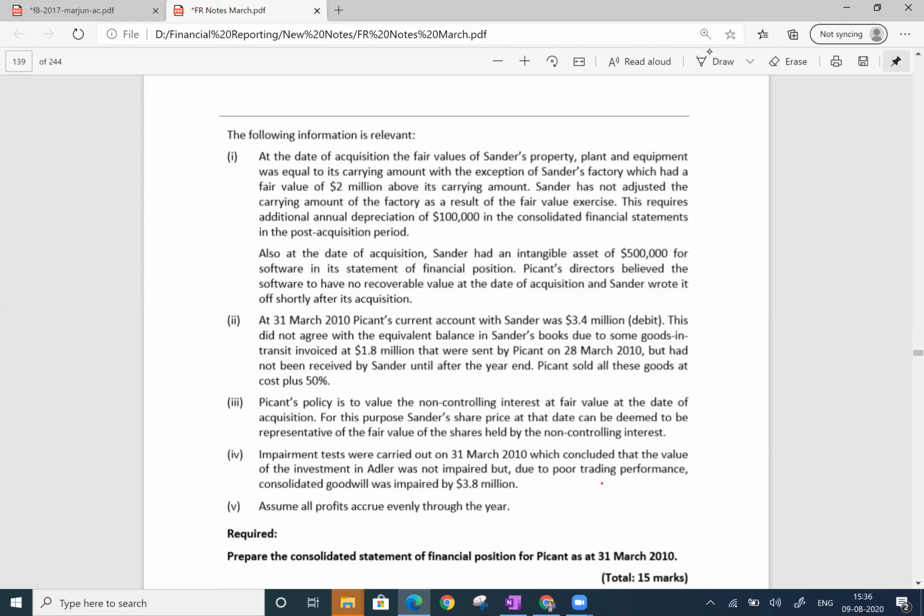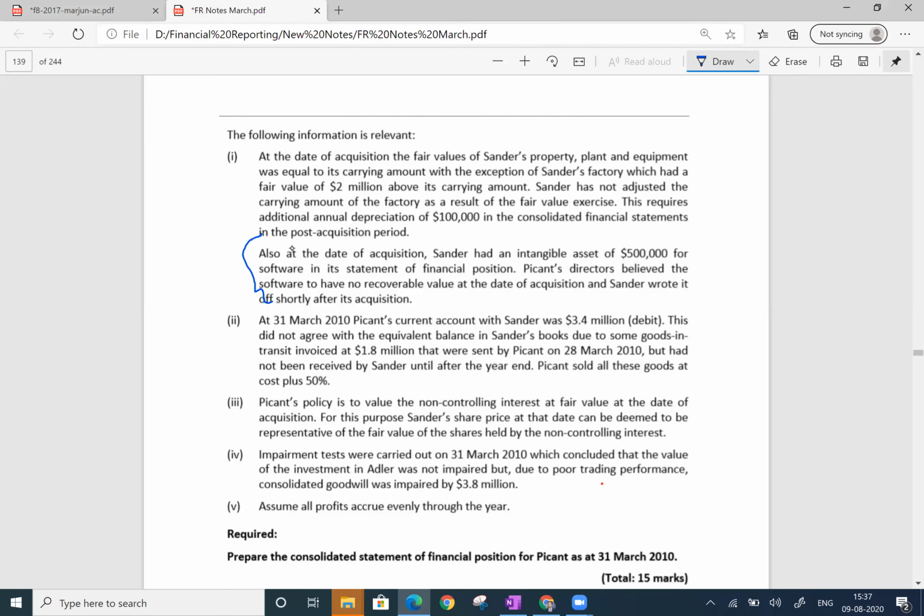At the date of acquisition, the fair value of S's property, plant and equipment was equal to carrying amount, with the exception of the subsidiary's factory, which had a fair value of 2 million above carrying amount. Revaluation surplus of subsidiary, working note number 2, nothing new. S has not adjusted the carrying amount of the factory as a result of the fair value. This requires additional annual depreciation. So in the post-acquisition period, minus additional depreciation to the reporting date, nothing new. I'm skipping this part, then we will discuss this later.